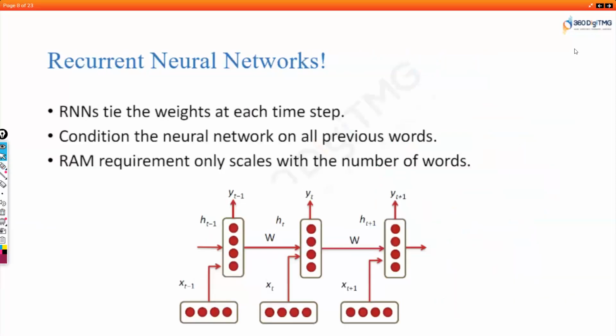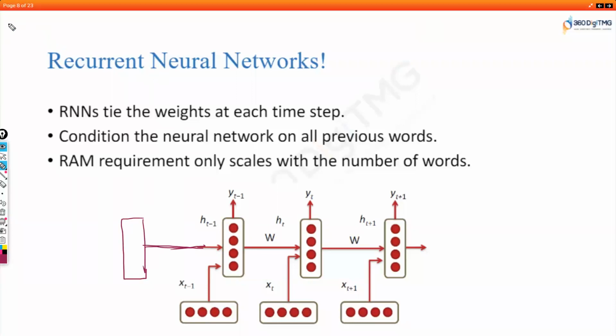So how do I address these issues? To address these issues, we have something called a recurrent neural network. In a recurrent neural network, you have a setup like this, wherein the challenges which exist in traditional language models and MLP are addressed.